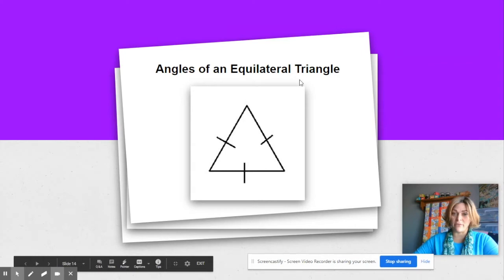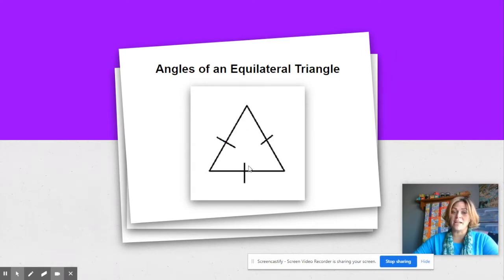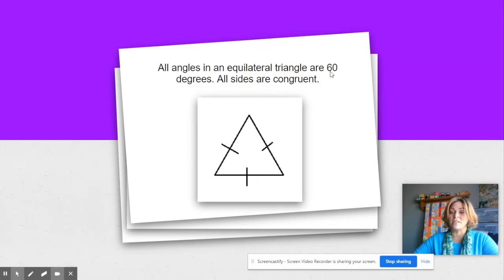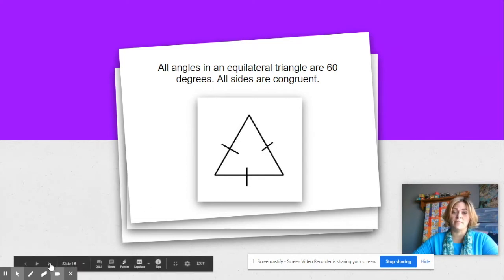Angles of an equilateral triangle. I kind of mentioned this before. Equilateral triangles have three sides that are congruent. And if you have three sides that are congruent, each of those angles are also congruent, creating an equiangular triangle, meaning equal angles, and they all would be the same measurement, and that's 60 degrees. So basically, the angles of a triangle altogether sum to 180. Divide that by 3, you get 60. So 60 degrees is in every equilateral triangle, in each angle.